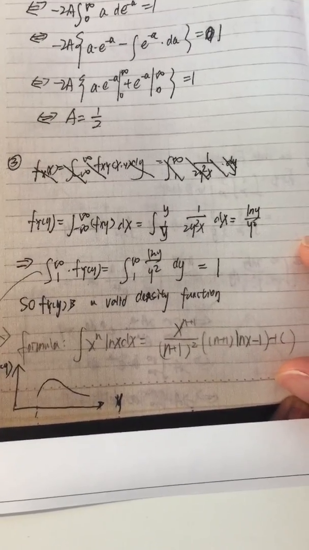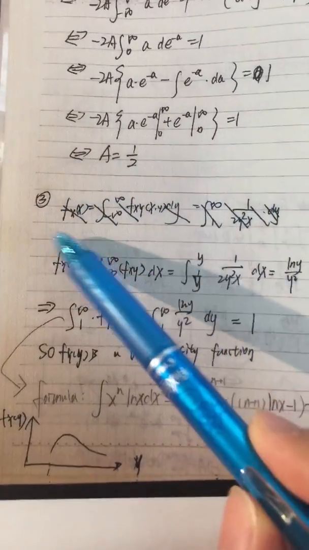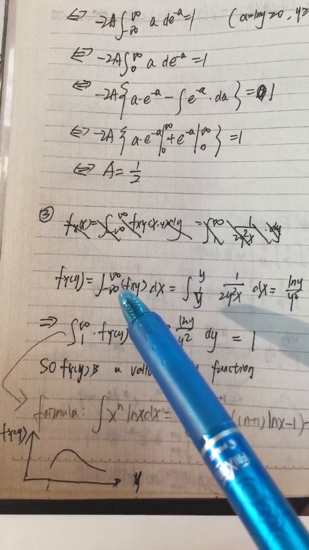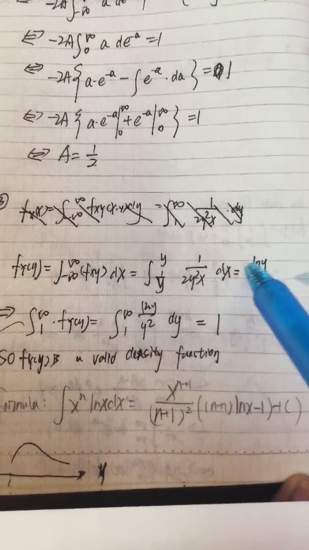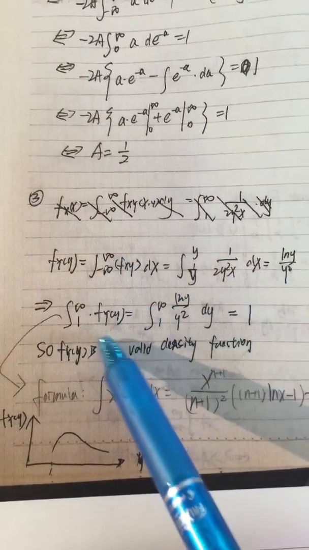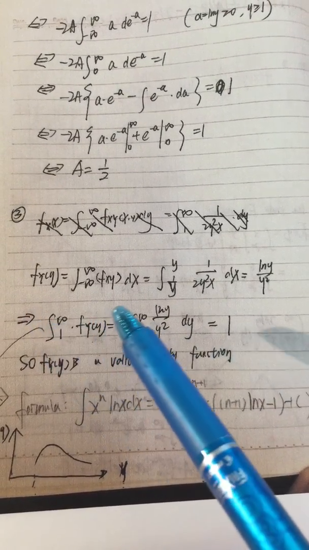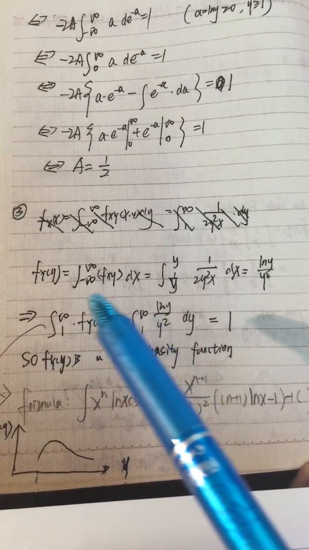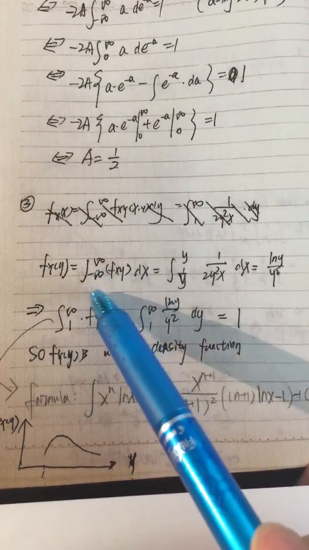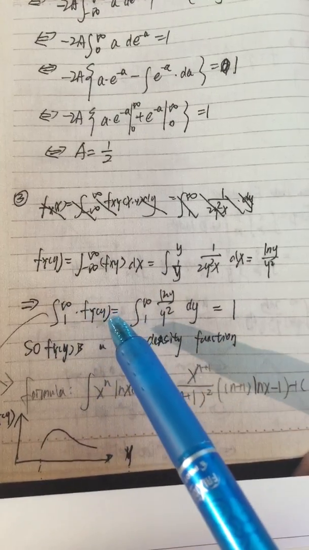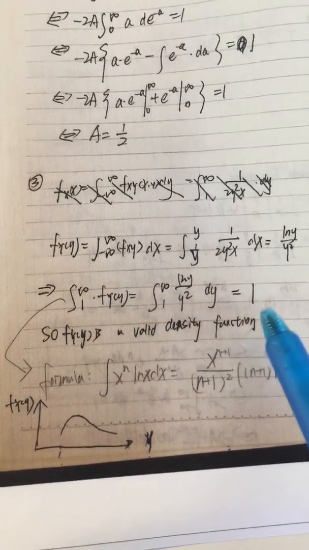For the third part of the question, we need to find the marginal density function of fxy. According to the property, fy equals the integral from minus infinity to plus infinity of fxy dx, which is equal to log y over y squared. We can also do a check to see if it is a valid function using the property. So y is greater than 0, and the integration of fy from 0 to infinity is equal to 1. So fy is a valid function.